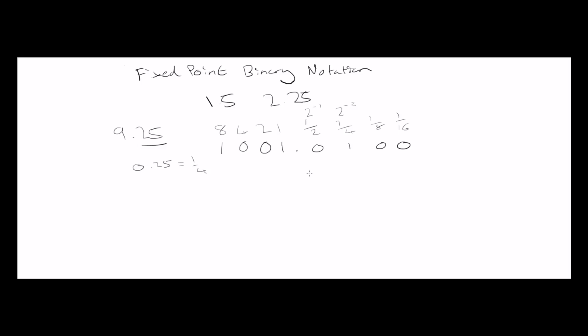Okay, so if you wanted to represent 9.25 in fixed point binary, you would write 1001.0100. And the question will specify how many bits it wants you to have on this side, because of course for this one I could have just written 1001.01, and that would have been perfectly correct, but usually it will say something like 4 bits on each side.